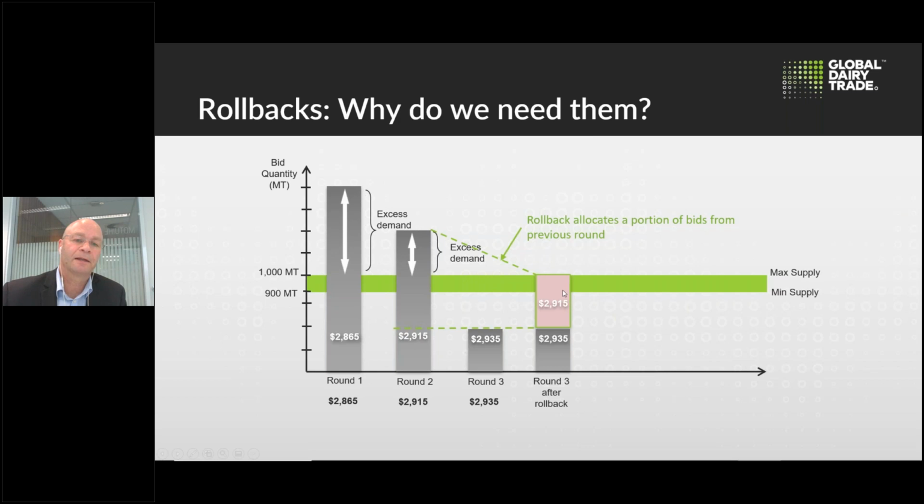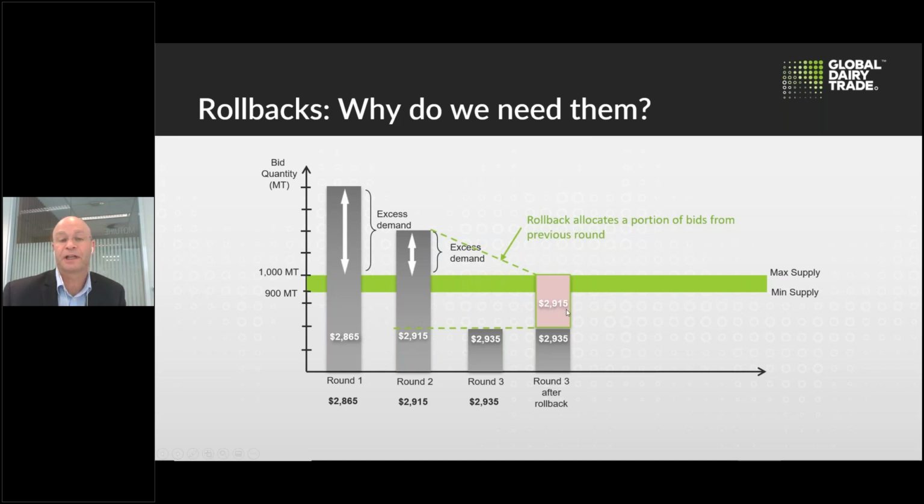So there's a random draw to take these bids. It's done in a fair way, an objective way. There's a random draw, so everybody has an equal chance for each of their metric tons to go into the rollback. And so there's a two-step process. This is what's called a two-price bid stack. There's the higher price, and then there's the bids at the lower price.